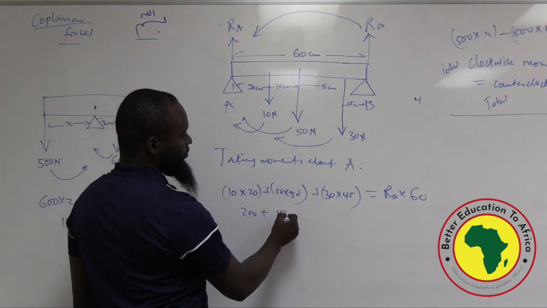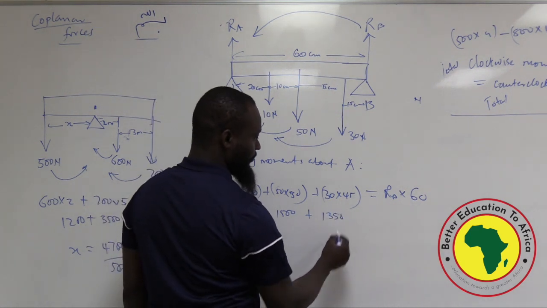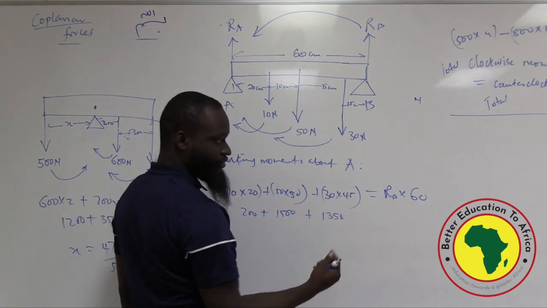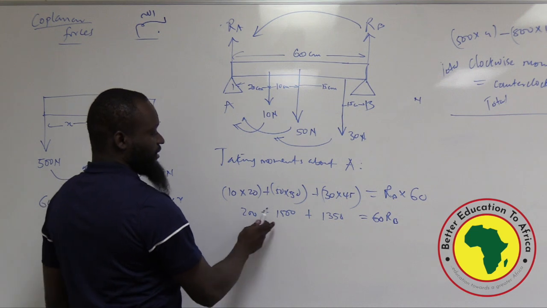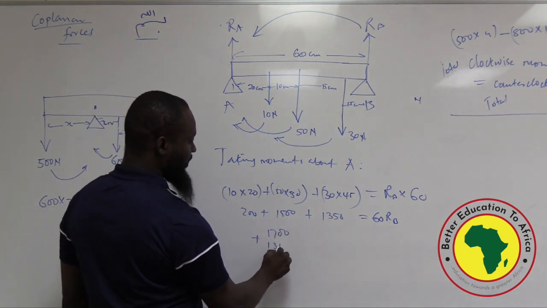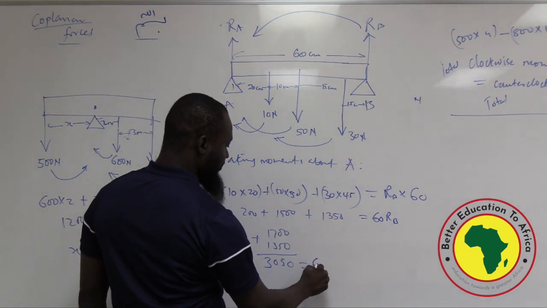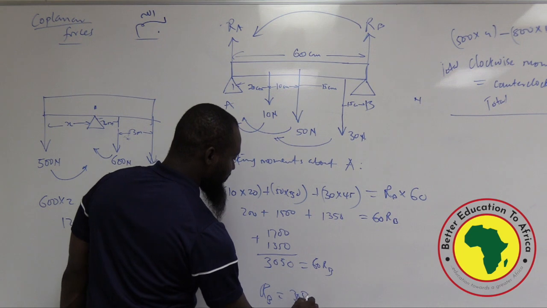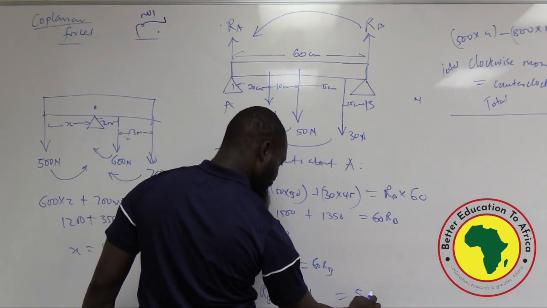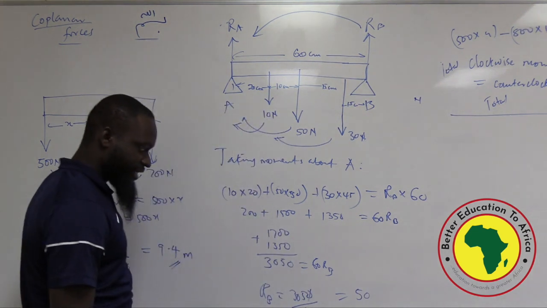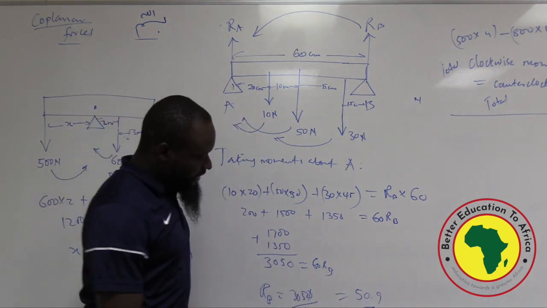So this is 200 plus 450 plus 1350, because this is 45 times 30, okay, equals 60 RB. So you sum all of this together, this is 1700, plus 1350, this will give us 3050. So 3050 equals 60 RB. From here we get RB to be 3050 divided by 60, 305 divided by 6. That will give us about 50 point something, 50.9 or so. Now, this is the reaction at B.